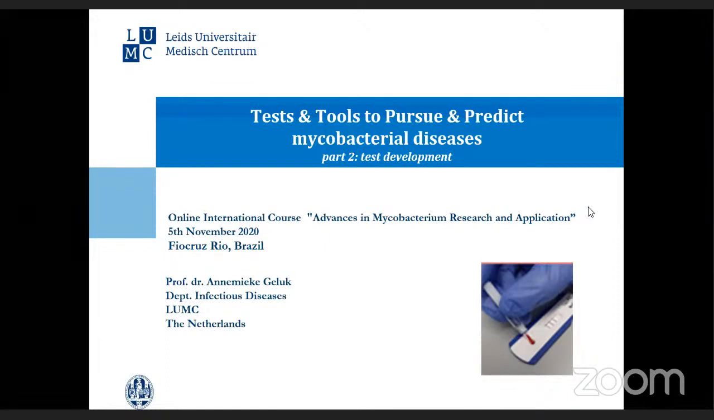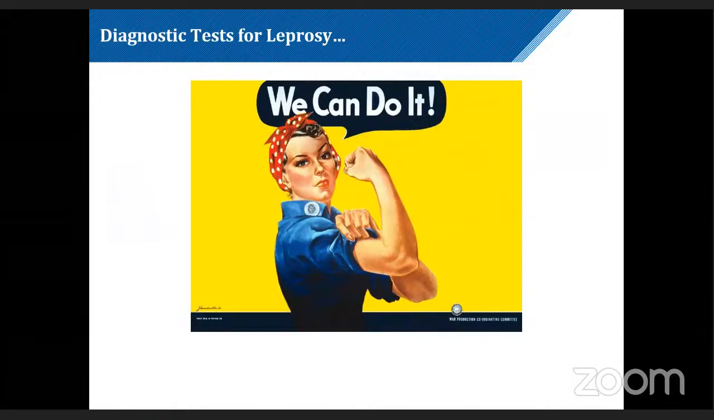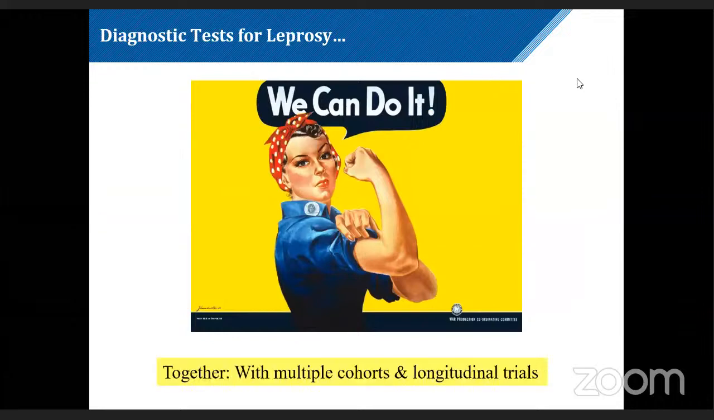Okay, good. So this has been a summary of the identification of biomarkers, the first part of it. And as we discussed in the break, I thought of this picture and I inserted it because I do think that we can develop better diagnostic tests for leprosy that are still useful. Only we have to think about what is necessary and for whom, or for which purpose. Anyway, important to keep in mind, of course, is also what we said in the questionnaire, that together we can find ways, so we need multiple cohorts and longitudinal trials. That is important.